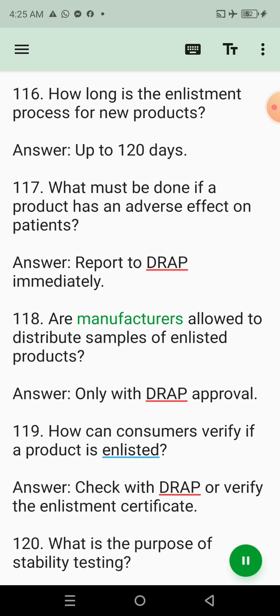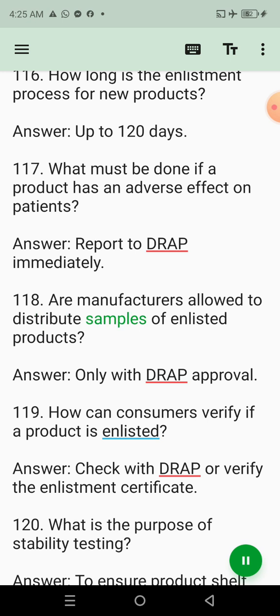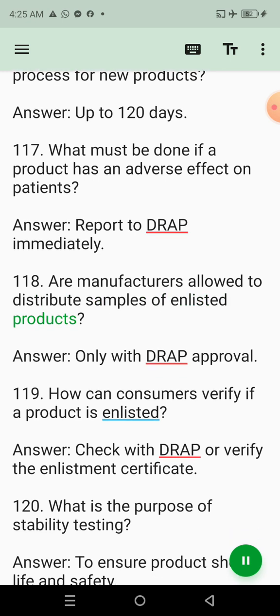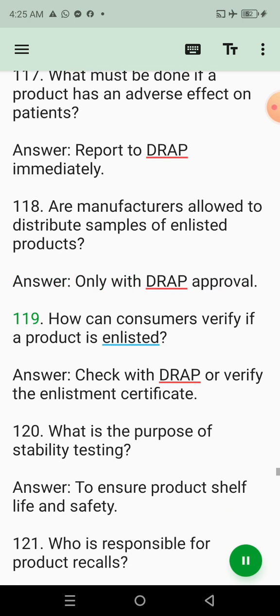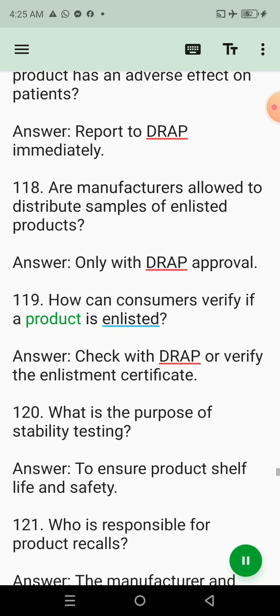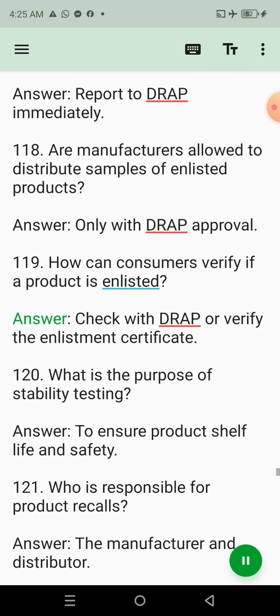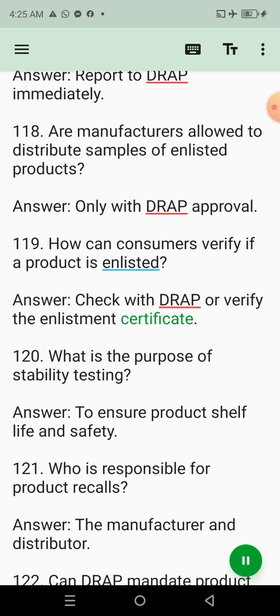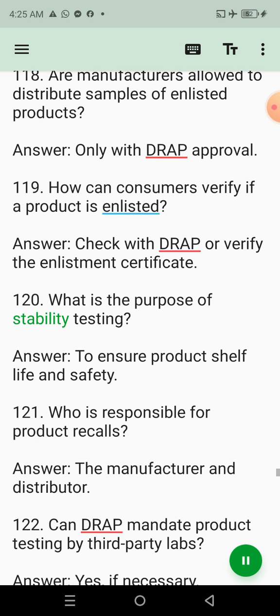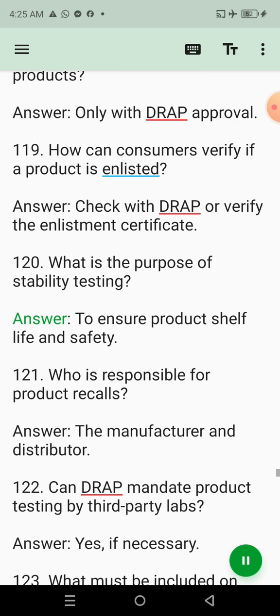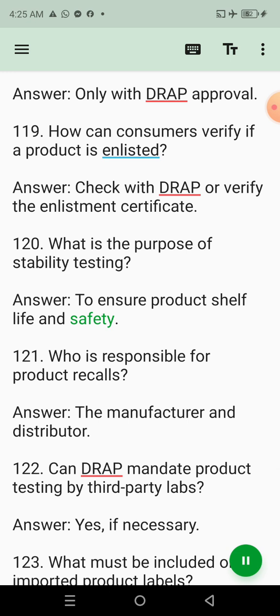118. Are manufacturers allowed to distribute samples of enlisted products? Answer. Only with DRAP approval. 119. How can consumers verify if a product is enlisted? Answer. Check with DRAP or verify the enlistment certificate. 120. What is the purpose of stability testing? Answer. To ensure product shelf life and safety.